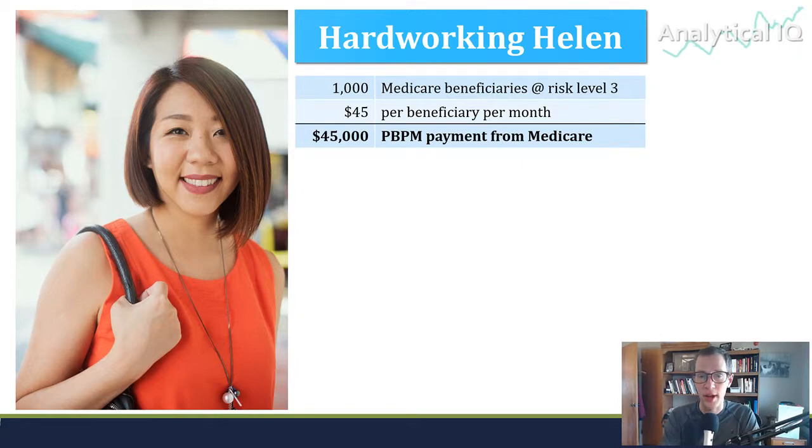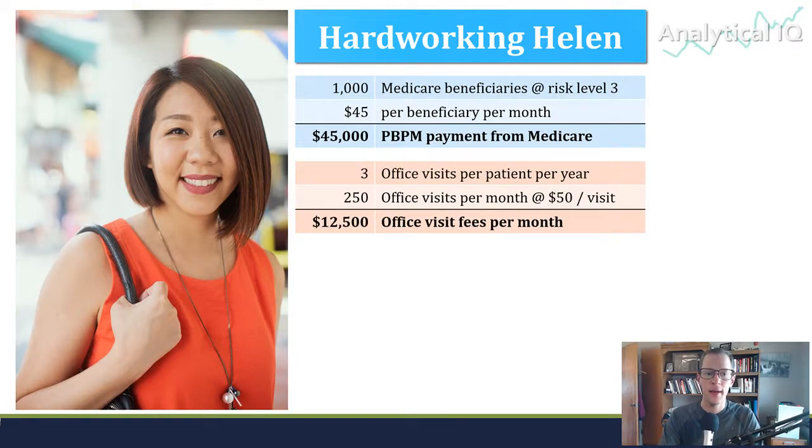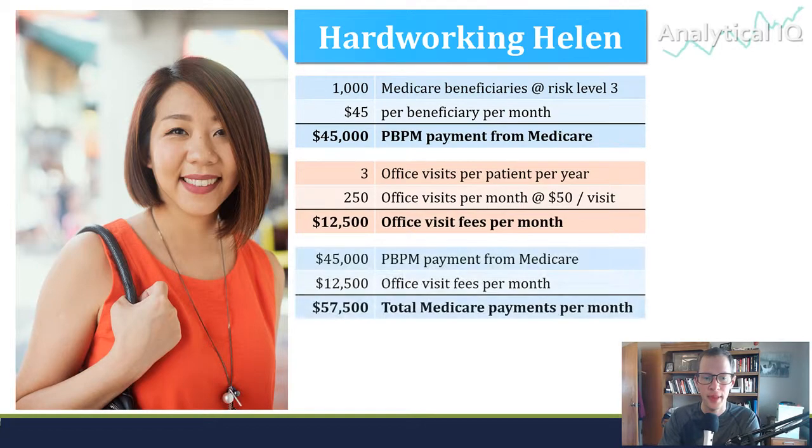Again, every provider in this analysis is going to have 1,000 Medicare beneficiaries for easy math. So if that number doesn't mean anything to you, then double it, cut it in half to a number that does make sense to you. All right, she gets $45 per beneficiary per month because her patients are at aggregate risk level 3. My assumption is that those kind of patients are going to go to the office 3 times a year. So that'd be $12,500 per month. That would be $50 at a time.